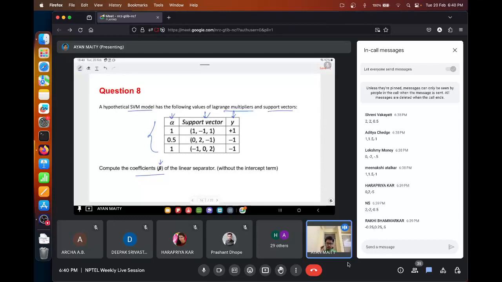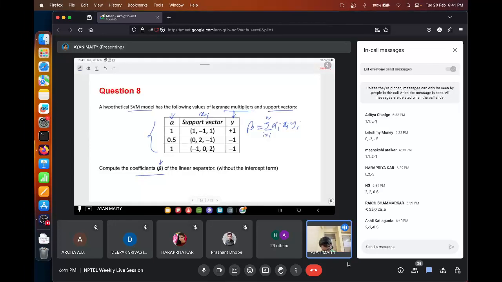So to compute this coefficient beta, the formula is: beta equals the summation over i equals 1 to n of alpha i, xi, yi, where n is the number of support vector points. All these three pieces of information are already given: the alpha values, the support vector points, which are the xi points, and the yi values. So we just have to multiply them and sum over all the support vector points.